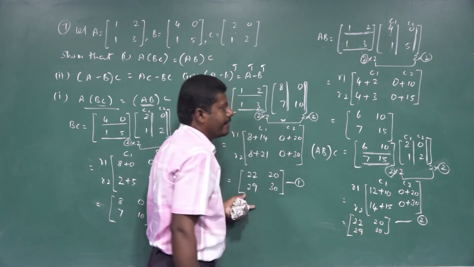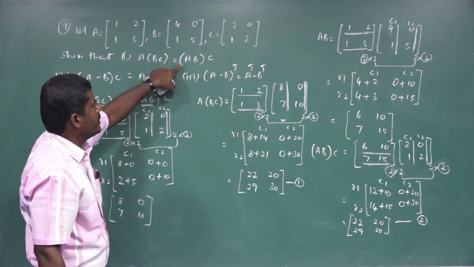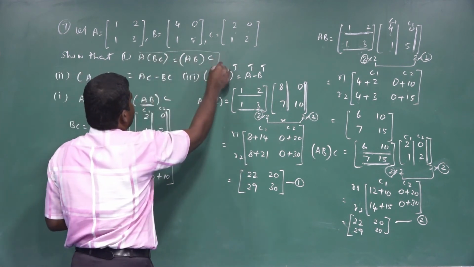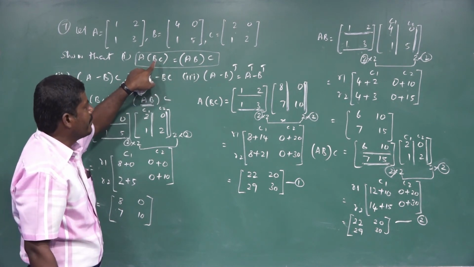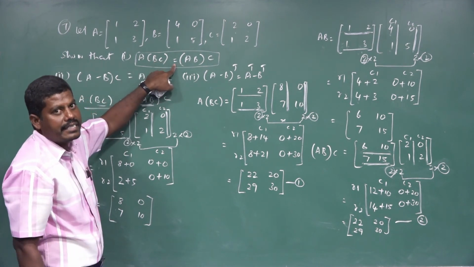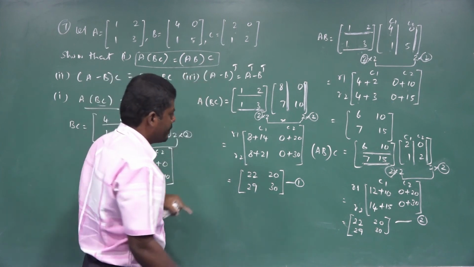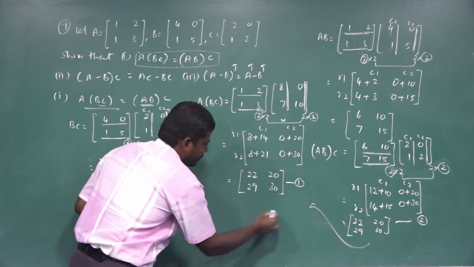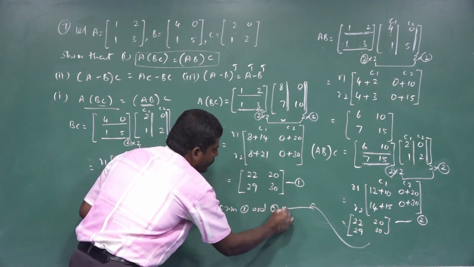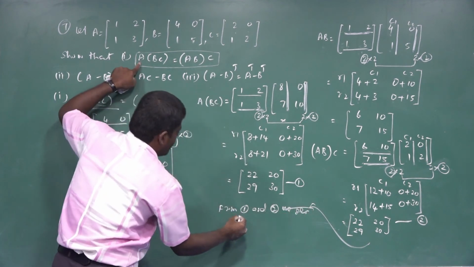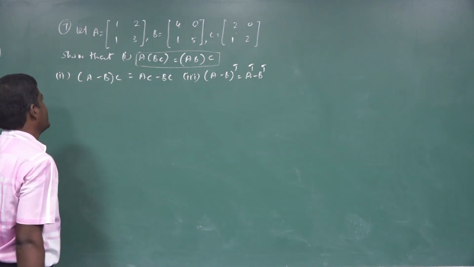So both 1 and 2 are equal. Therefore, we conclude that A of B plus C is equal to AB of C. This is the associative property of matrix multiplication. So the associative property of multiplication is satisfied. Understand? It's always satisfied. A of B plus C is equal to AB of C. So from 1 and 2 we get A of B plus C equals A of BC. Okay, now you take the second question.